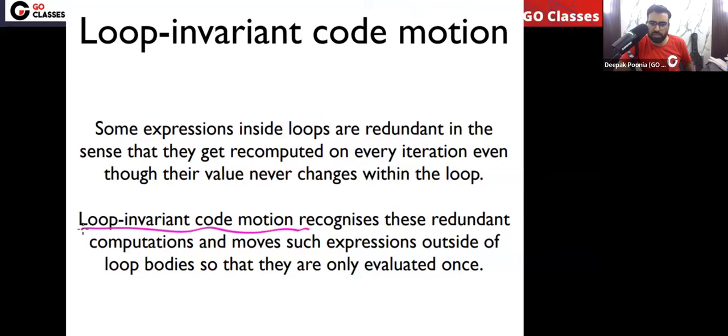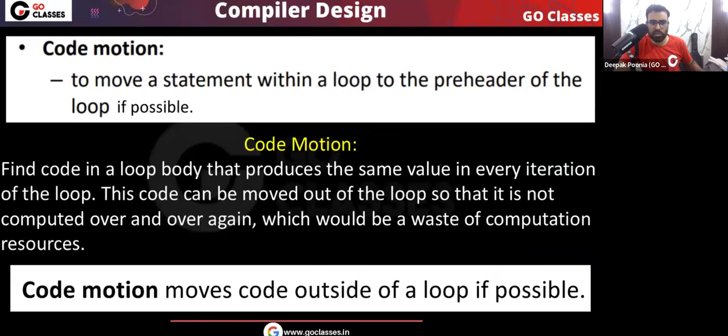Loop invariant code motion will recognize this type of redundant computation, and it will move this type of expression outside the loop body so that it is only computed once. So you can see the definition of code motion. Code motion optimization means to move a statement within a loop to outside the loop if possible. And remember, we can only move that statement which is loop invariant, which is not changed by the loop. When the loop is running, the result of that expression is not changing.